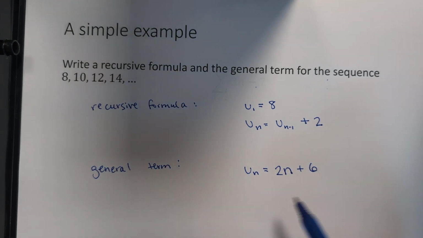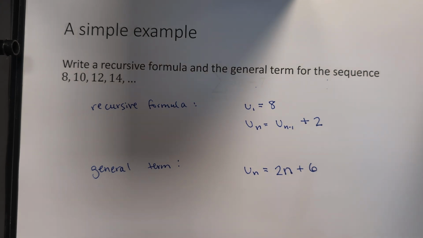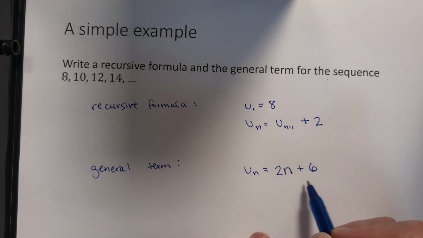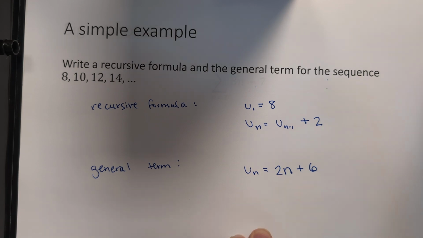If we were to look at this as a line, this would be the y-intercept, which would be the 0th term, which we're not going to look at. We're only looking at 1, 2, and those natural numbers. So here would be the general term. And then quite simply, I could say the value of the 100th term would be 206. So they both have their pros and cons.